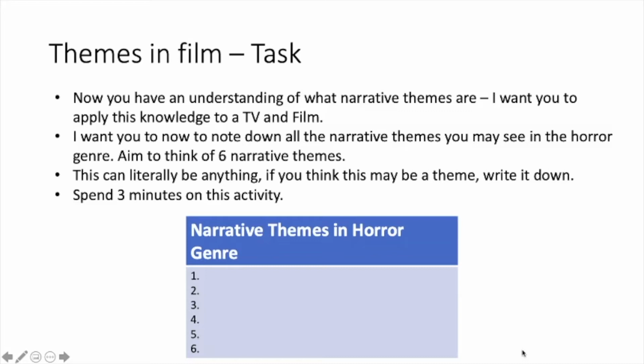So I'm expecting you to take about 3 minutes on this activity, so aim for a theme about every 30 seconds. So pause the video, spend 3 minutes on this activity. Off you go.